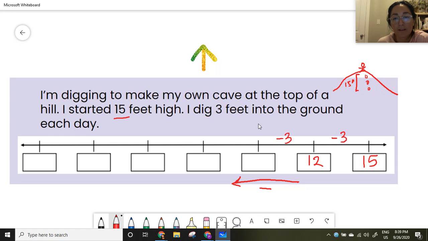I'm going to take away another 3 feet, so the next day I'll be at 9 feet high. My pattern can continue like this. My pattern can keep going, and I can keep digging away 3 feet, even until I get to 3 feet below sea level, I guess. 3 feet below 0, which would be -3.